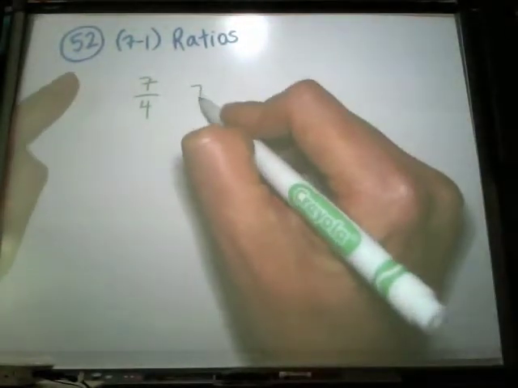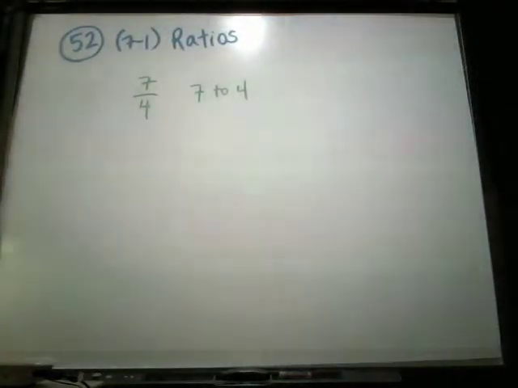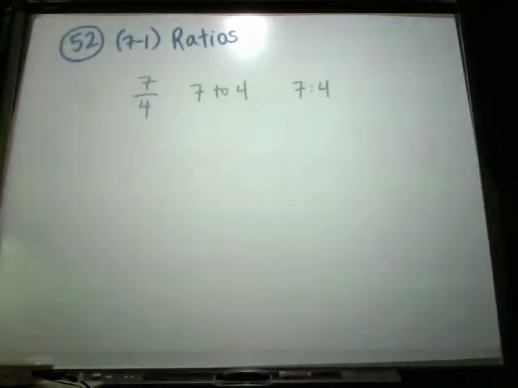The other way you could write it, using the word "to," and notice I'm keeping the same order, 7 to 4, with the 7 coming first. Or we could use a colon, 7:4. These all mean the same thing. These are all just different forms of writing a ratio.